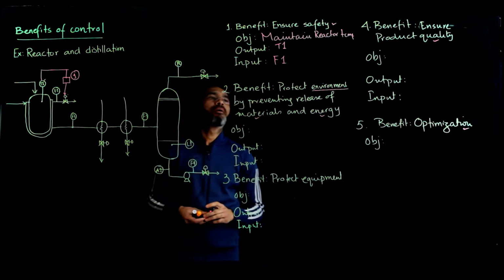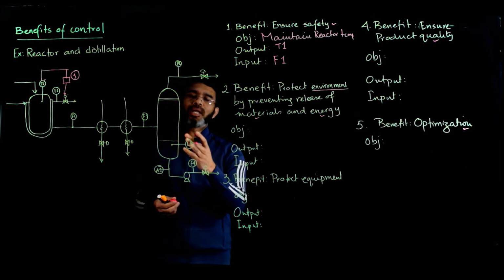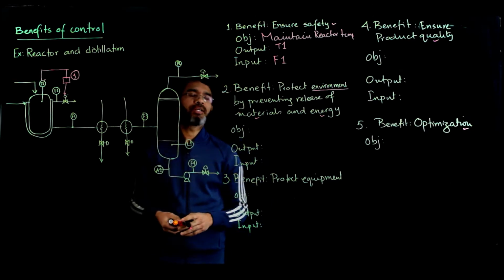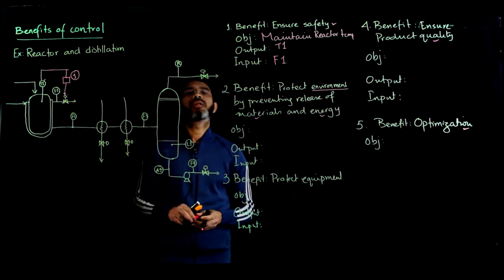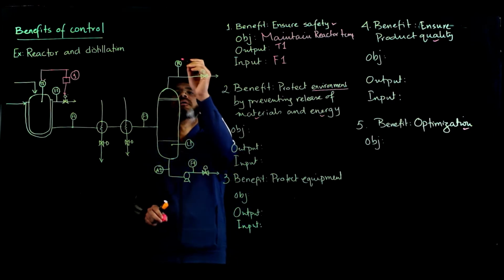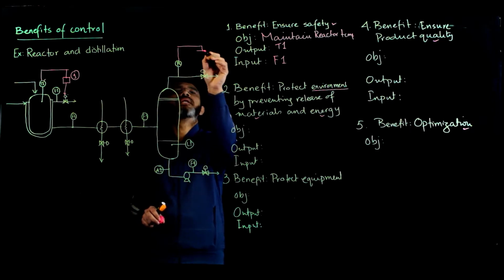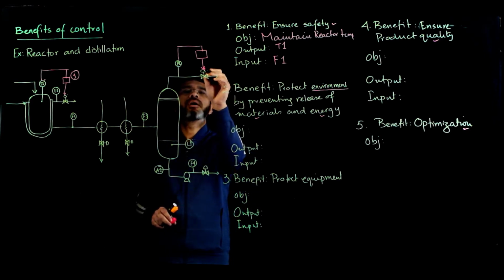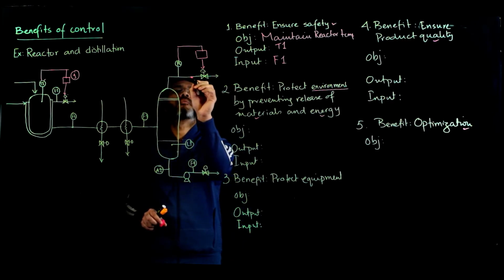The second part, to protect the environment by preventing release of materials and energy. In that case, you can look at the distillation column. If there is an explosion in the distillation column, that will cause a huge release of materials and energy. To prevent that, we need to ensure that the pressure inside the column is maintained. So we have a pressure measuring device here. We can have a controller to maintain the pressure. To do that, you can manipulate the outlet flow from the column to maintain the pressure inside the column. So you should have something like a flow measurement here as well.